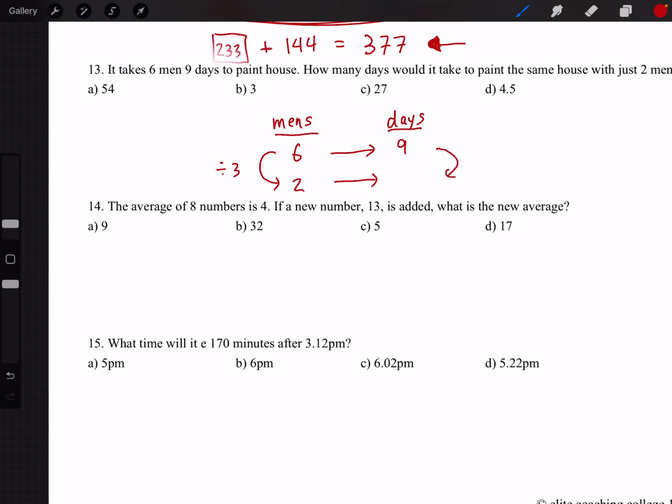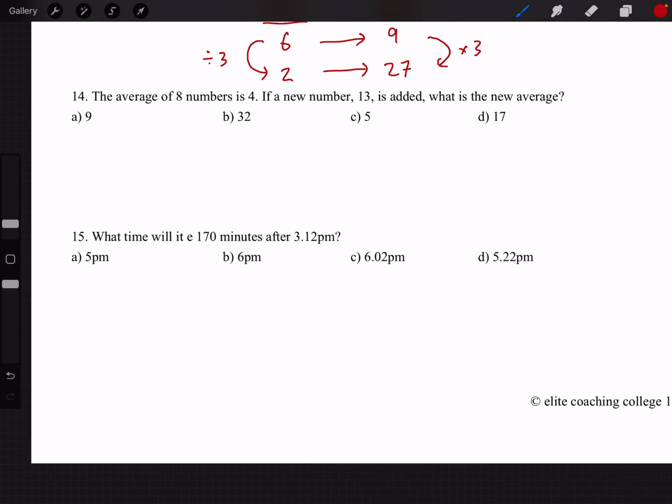Do we divide by 3? No, because this is a men and days question. This is different. If you have less men, it's going to take you longer, right? Not shorter. So you have to times it by 3 instead. This will be 27, and the answer is there.